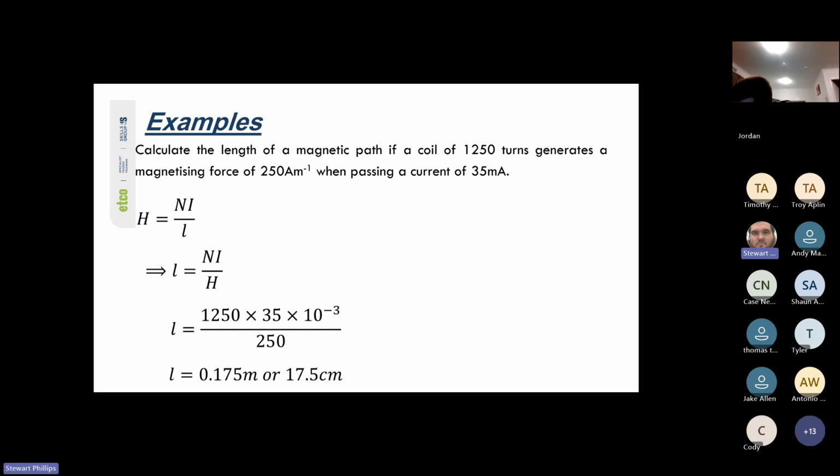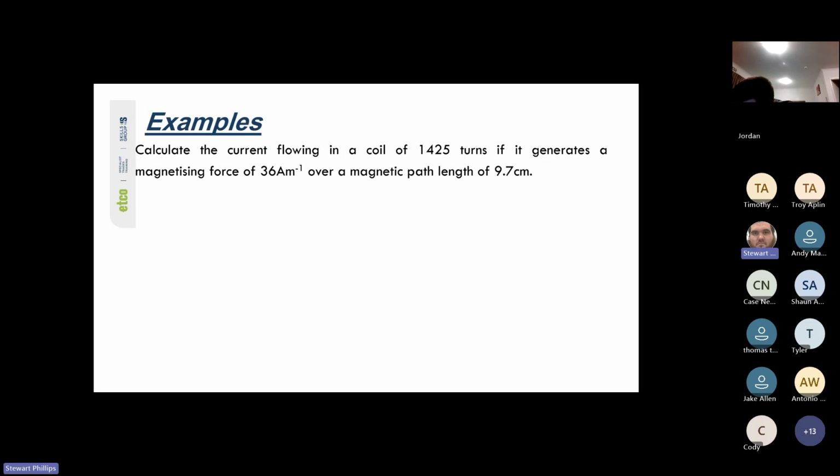Now we'll change the formula slightly again. So we'll calculate the current flowing in a coil of 1,425 turns if it generates a magnetizing force of 36 amp meters over a magnetic path of 9.7 centimeters. Cool. So we know H equals Ni divided by L. Therefore, I equals HL divided by N.